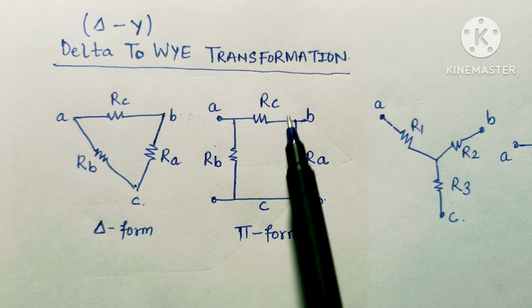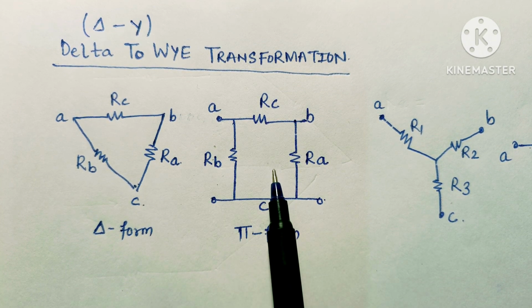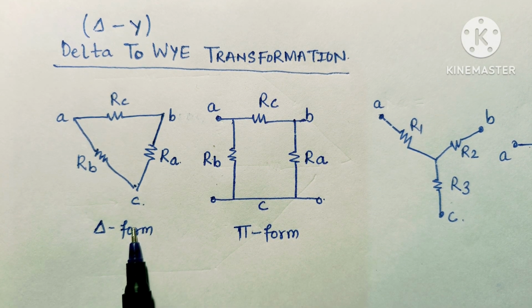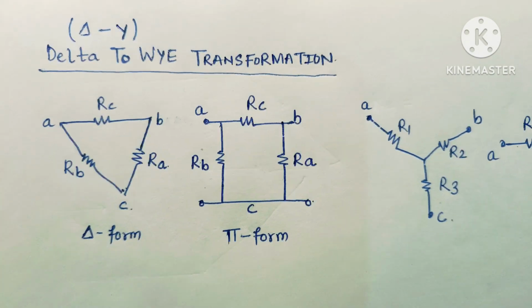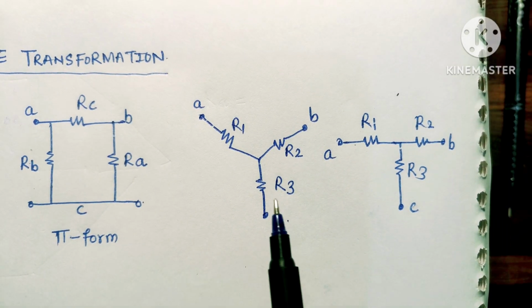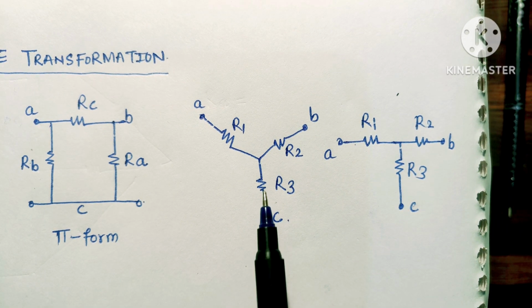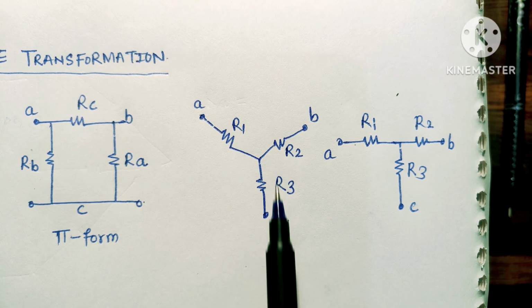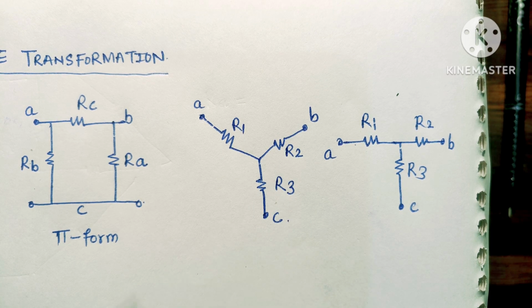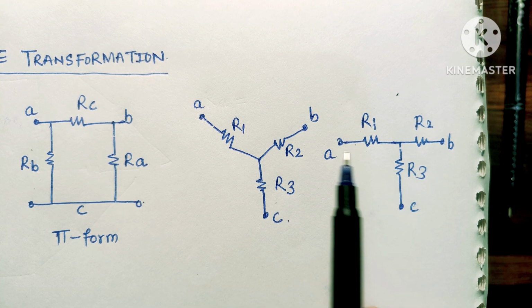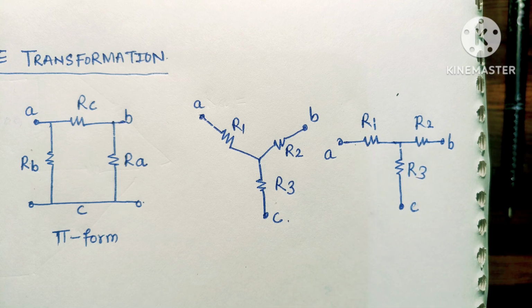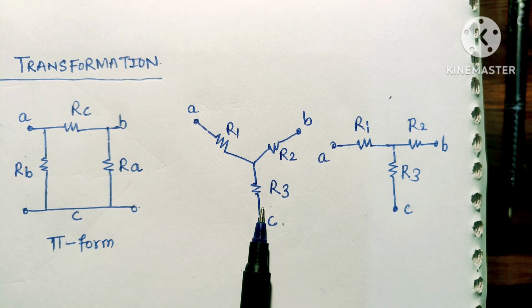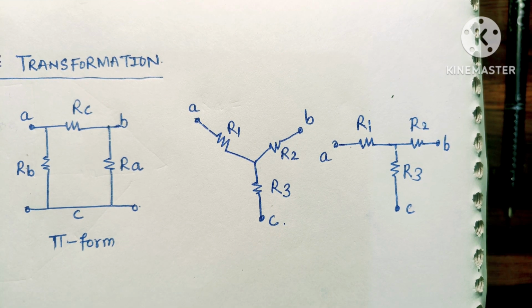This delta form is also known as pi form, which is represented here, and this can be converted into Y form. Both the forms are the same in nature. Now we see how Y form can be seen. Here Y form is represented. All R1, R2 and R3, these three resistances are connected in the Y form, and this is also called a T network. So let's see how we can convert a delta form into Y form.